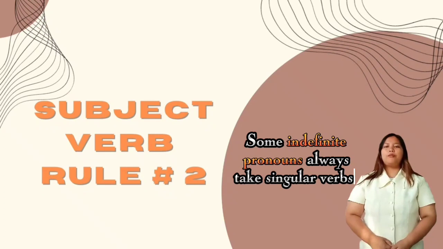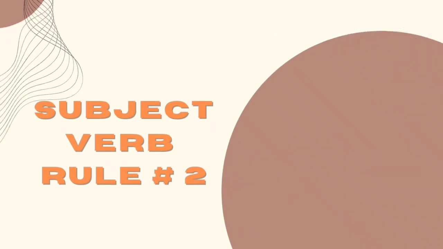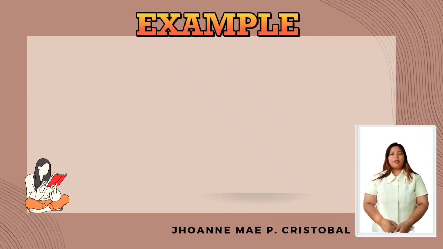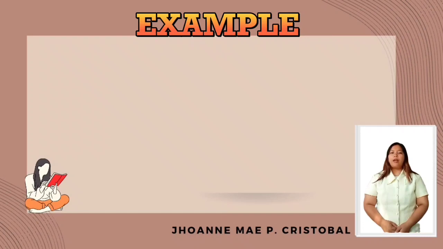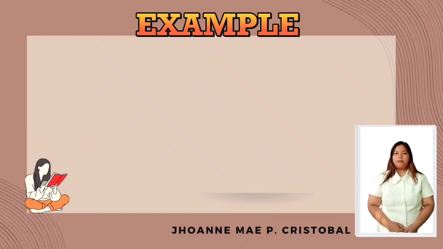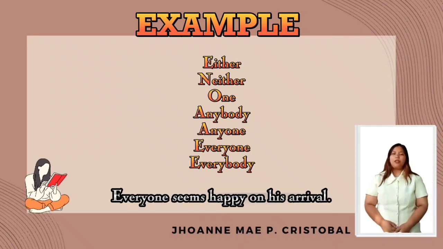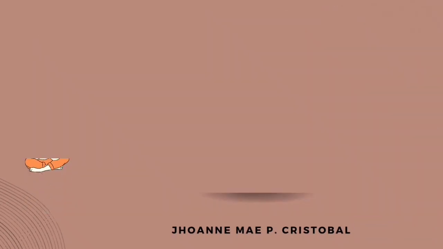Some indefinite pronouns always take singular verbs. For example, either, neither, one, anybody, anyone, everyone, everybody. For example, everyone seems happy on his arrival.